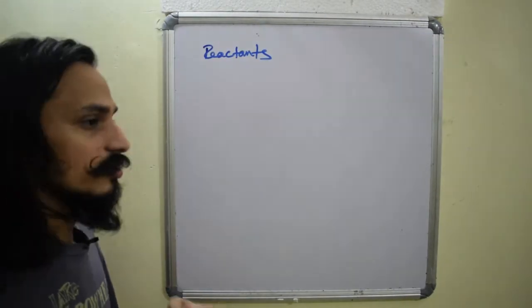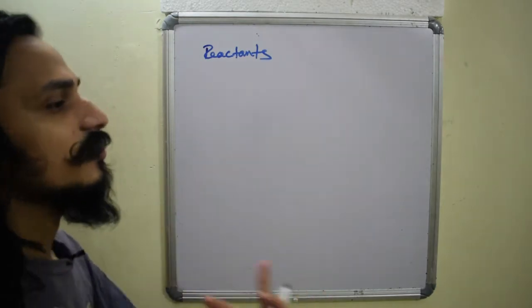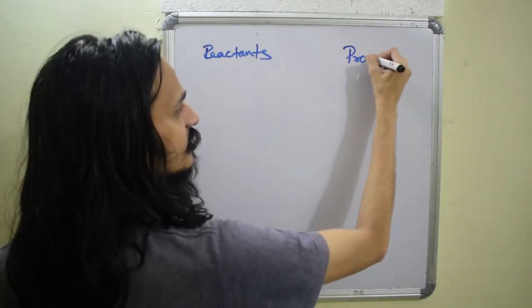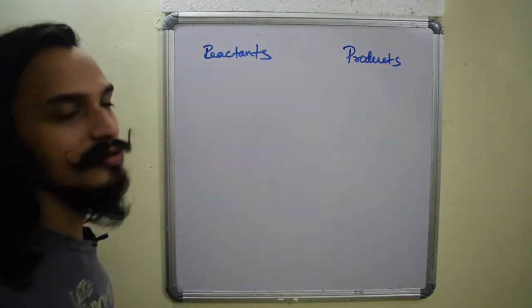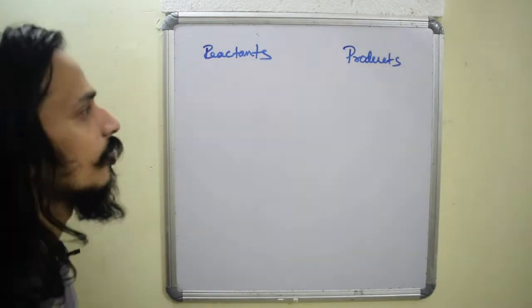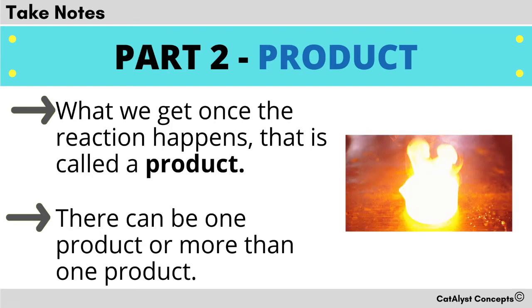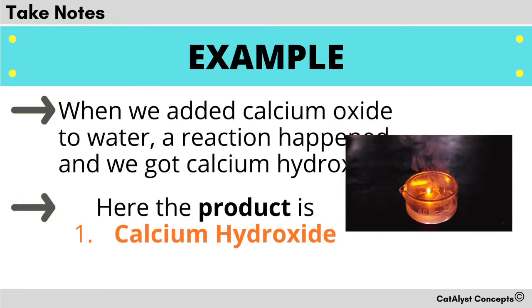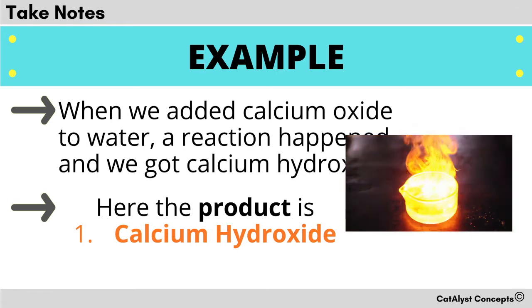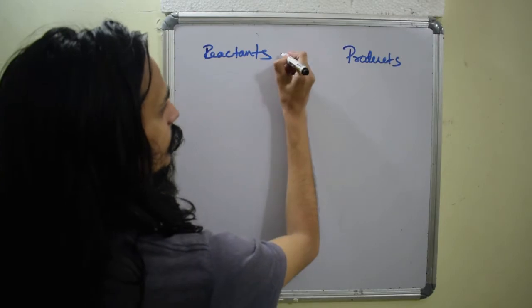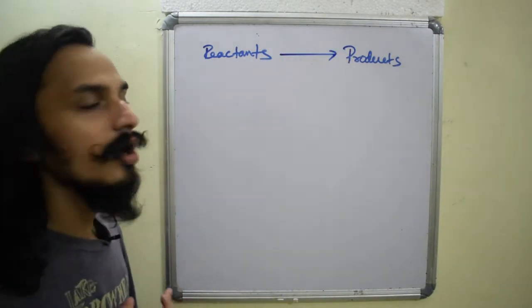Whenever the reactants interact with each other in whatever way necessary, we end up with something completely new, like that milky white sediment residue we saw yesterday. Whatever we get after a reaction is called products. There can be one or more reactants, and there can also be one or more products. Since we start here and end here, we put an arrow that says we go from reactants to getting products.